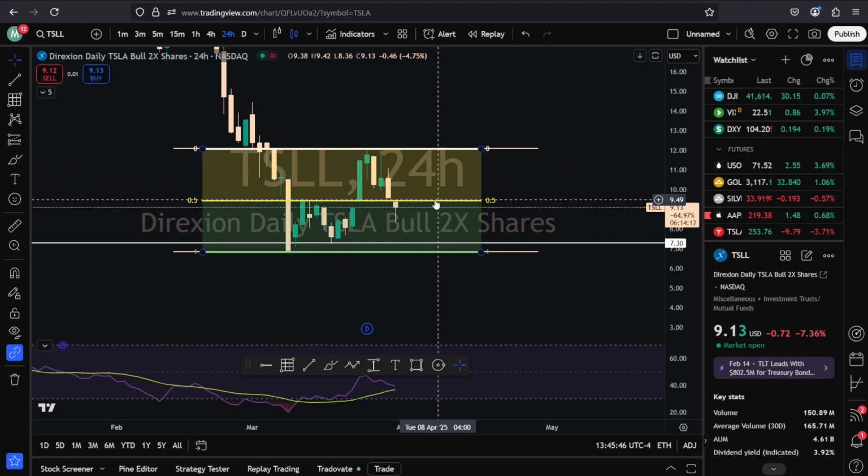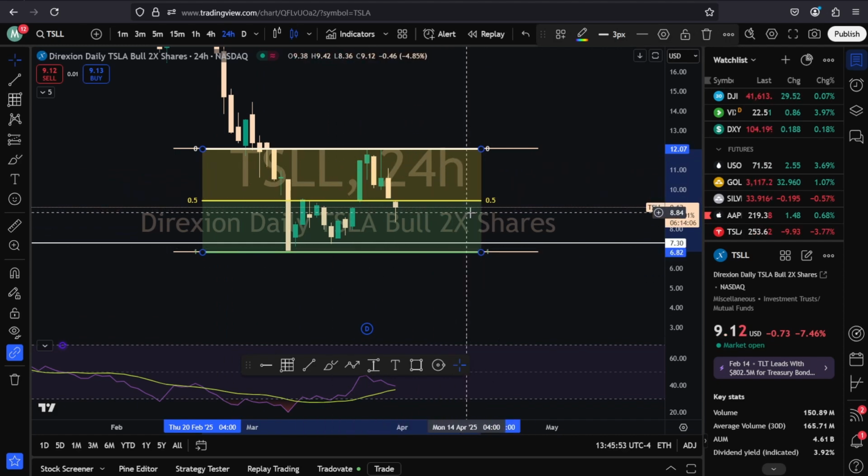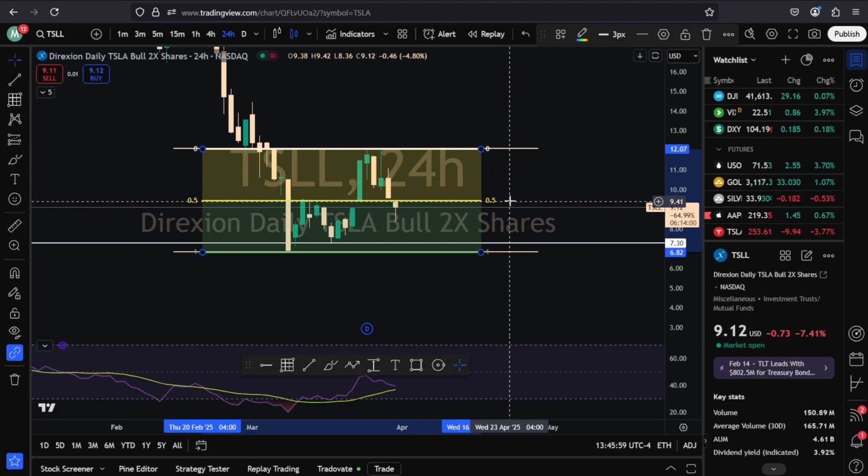I'm looking to sell my puts. So I'm selling cash secured puts when it hits this midpoint. This power of 50 is what I like to call it. I did just release a video on that. I will drop the link to it here. The power of 50. In this case, it's 9.44.